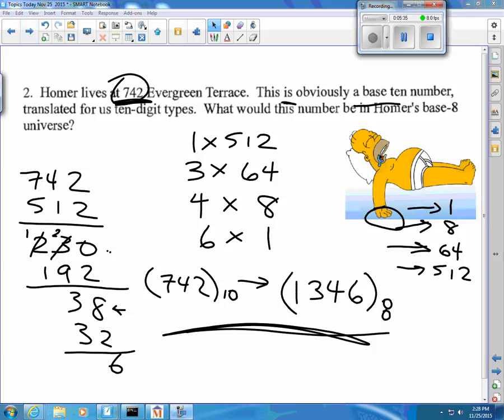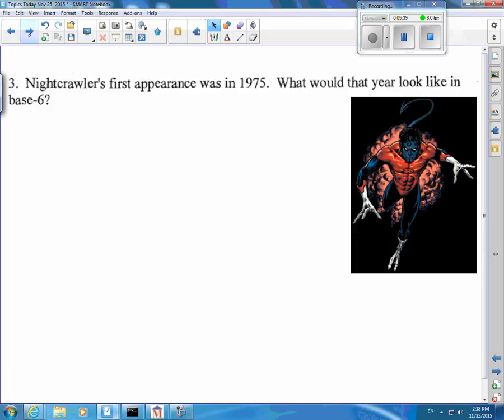So the answer is 1, 3, 4, 6 in base 8. Next, Nightcrawler would live in a base 6 universe if he had his way, because he has 6 fingers when you count 3 on each hand. And his first appearance was in the year 1975 in our base 10 system. So what would that look like in base 6?